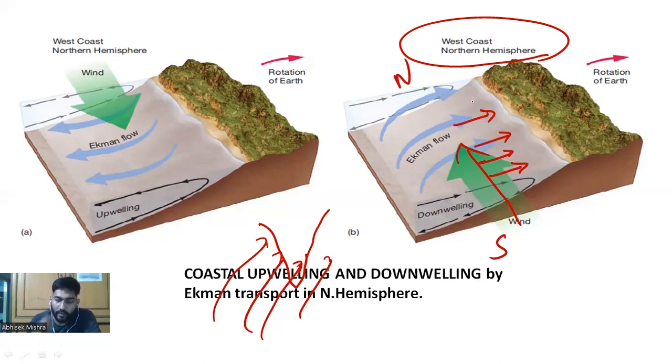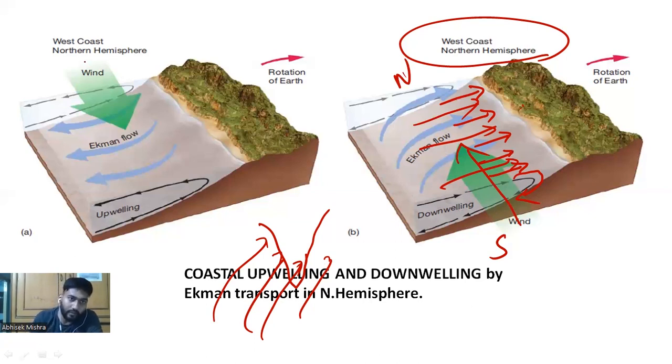So the surface water column is approaching the coastline. Surface water is moving towards the coastline. So where will they go? There is continuous movement of surface water towards the coast. Where will they go? So they will sink. They will sink and downwell, which is called downwelling. Okay. If the wind is from south to north in the western coast, as I have told, in southwest monsoon time, during that period, water is approaching the coast, so there will be downwelling.